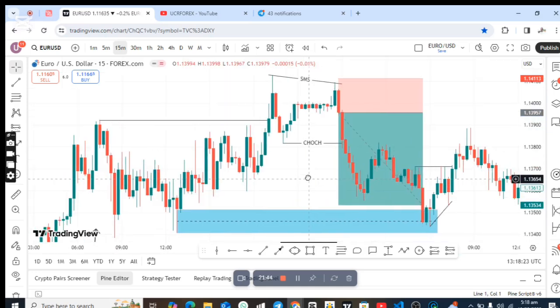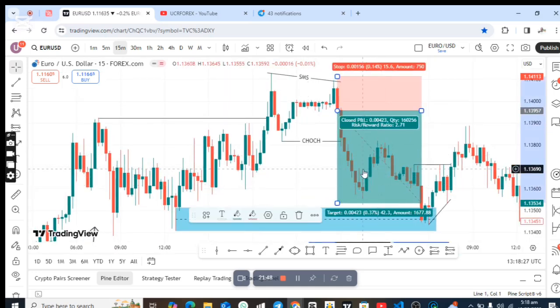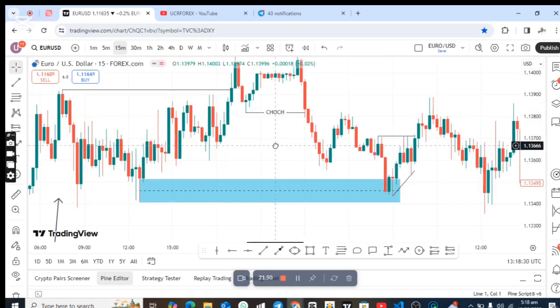So you can see there was more than 1:2 here. This is up to 1:3. The next thing again, we can see when price taps into the very particular zone.